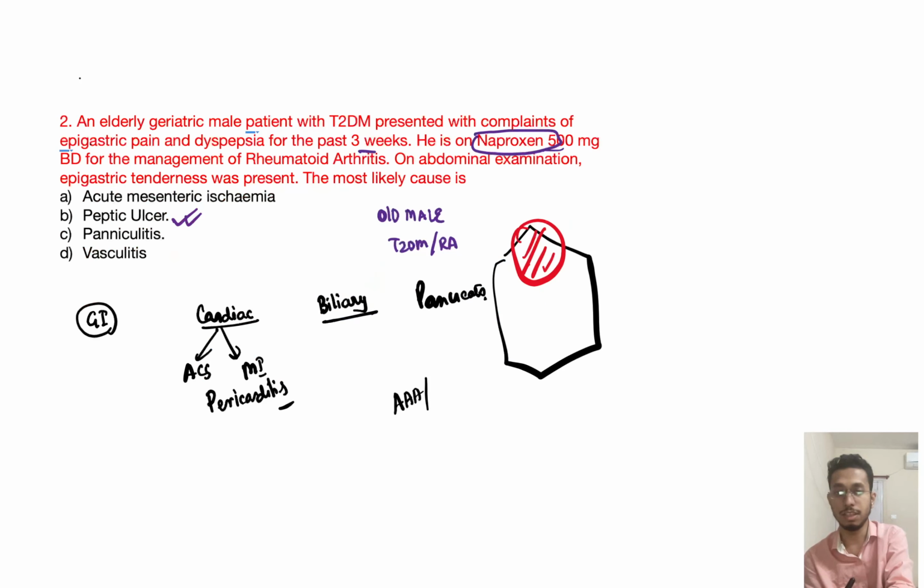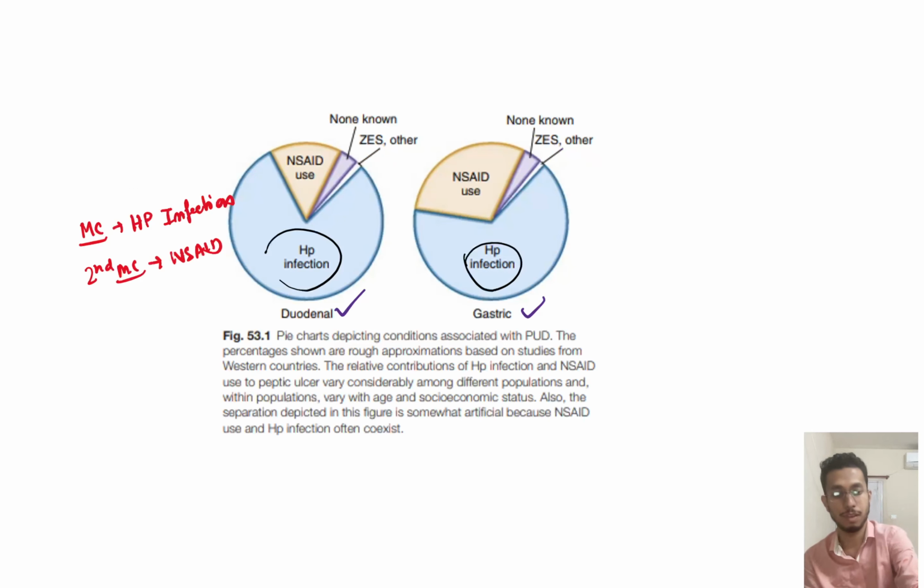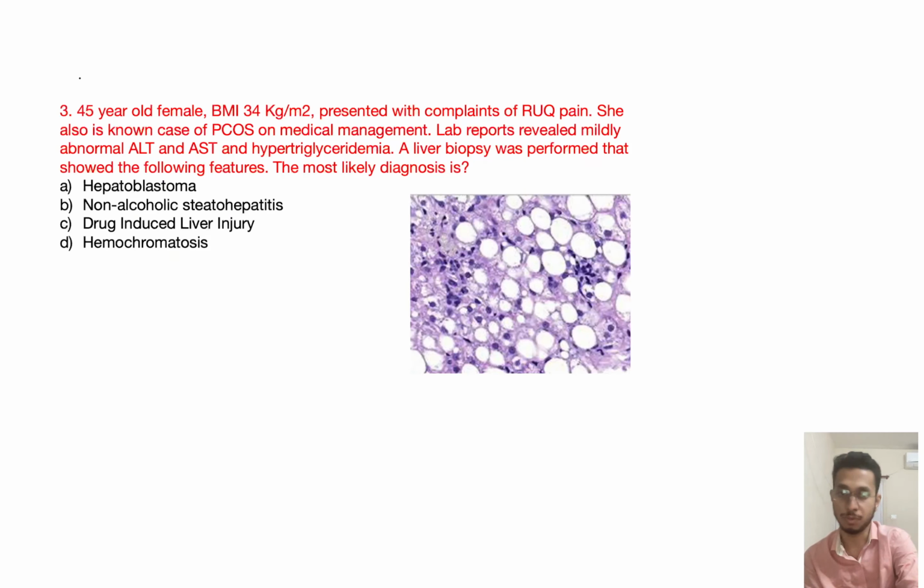So, obviously the answer is here: peptic ulcer secondary to NSAIDs. Now, coming to the third question from the recall series. So, what does it say? It says there is a 45-year-old female, BMI 34 kg per meter square. So, what does this BMI 34 kg per meter square signify?